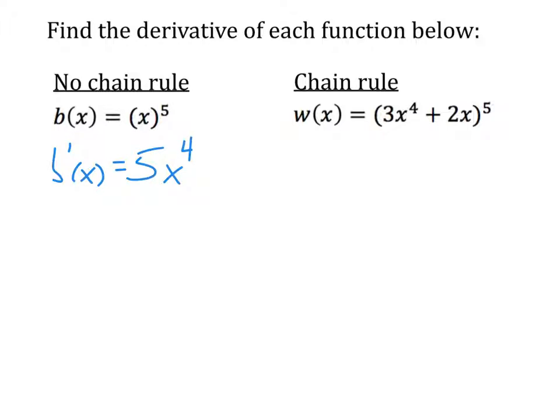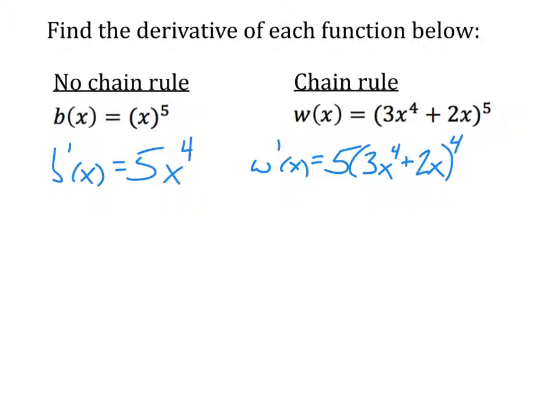But now for this chain rule side over here, when I go to find w prime of x, I'm going to have to do a little bit more work than that. So remember, our rule is that we do the derivative of the outer times the derivative of the inner. Well, the derivative of the outer here is the fifth power part. So I already know what that is. That's 5 times something to the fourth, but it's no longer x to the fourth. It is the whole inner function in the place there. So it's 3x to the fourth plus 2x. That's all being raised to the fourth.